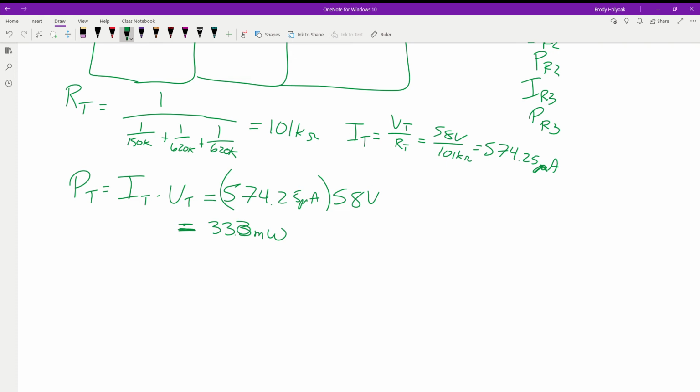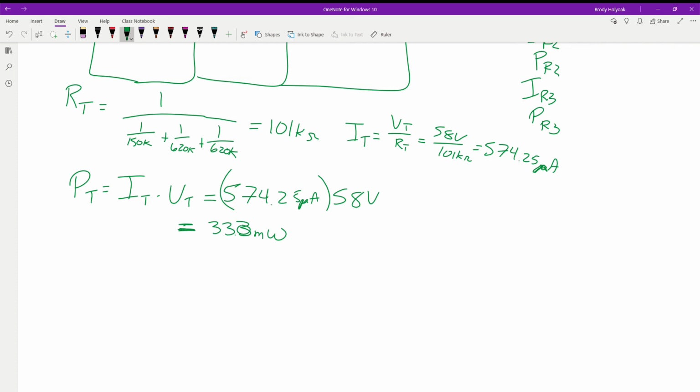25 microamps. It's a U with a tail. A front tail, I guess you could say. So 33.3 milliwatts.